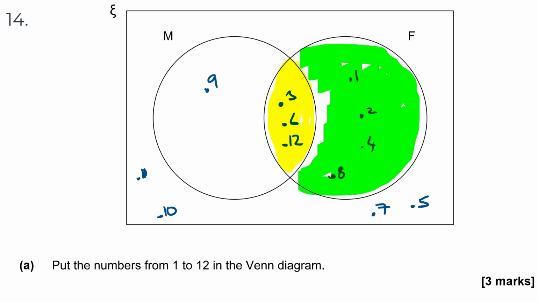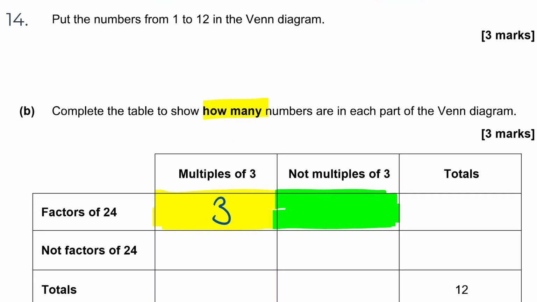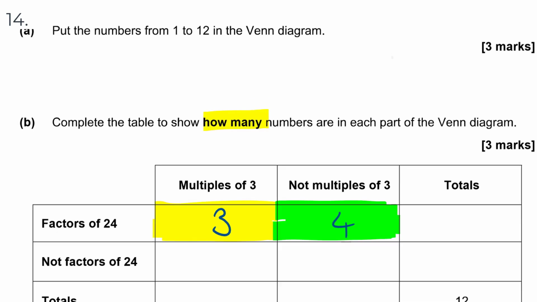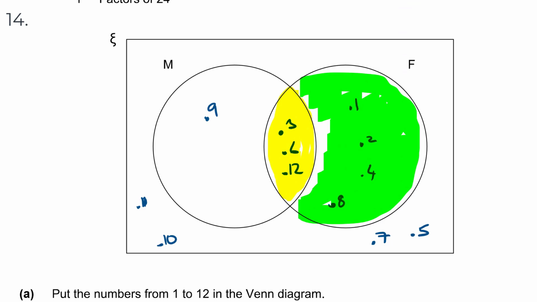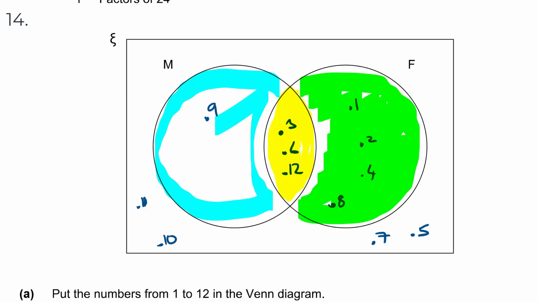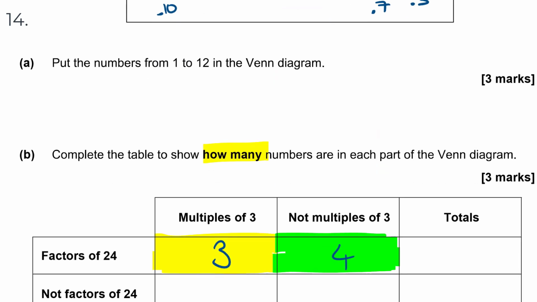Okay, so we've got the numbers 1, 2, 4, and 8 in that part. So there are 4 of those, so I'm going to write down 4. Multiples of 3, but not factors of 24, is going to be this region here, this part of the set. So how many elements in there? It's just the 1.